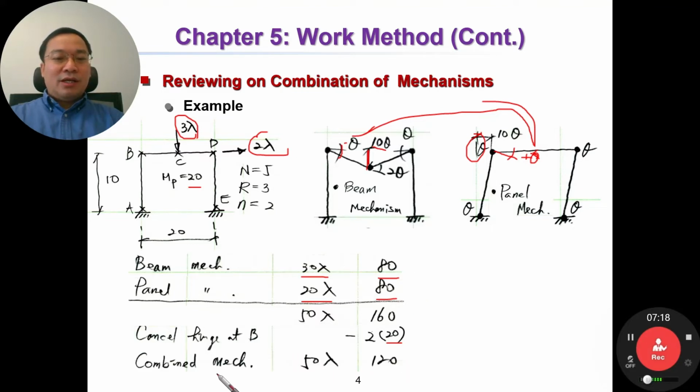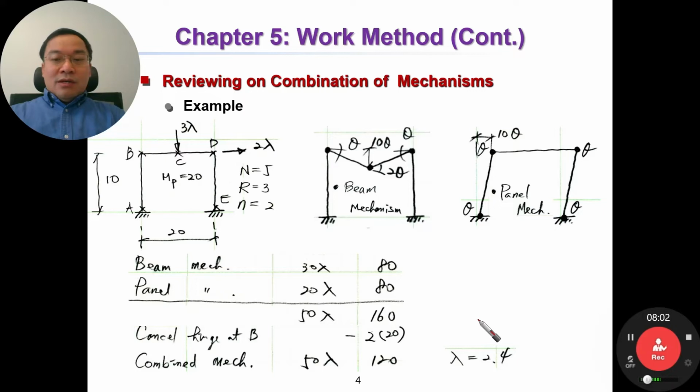Then finally we have the combined mechanism, where the external work is identical, but the internal work is changed. Now equal to 220. Then for the combined mechanism, the solution is lambda equal to 2.4. This is the exact solution. And the combined mechanism here is the full combined mechanism, because we have only two independent mechanisms and we combine all of them. Then we have the full combined mechanism, and with the full combined mechanism, we have the exact solution. Okay.